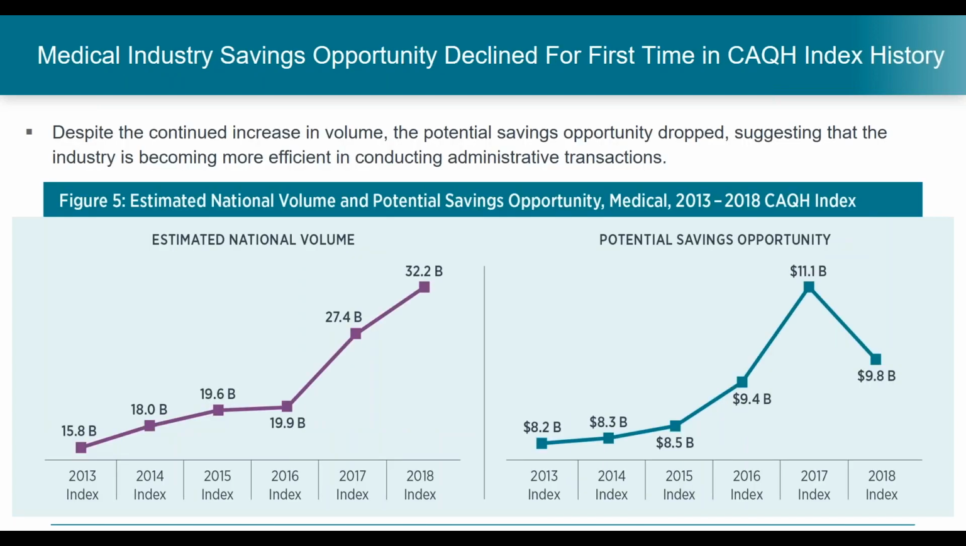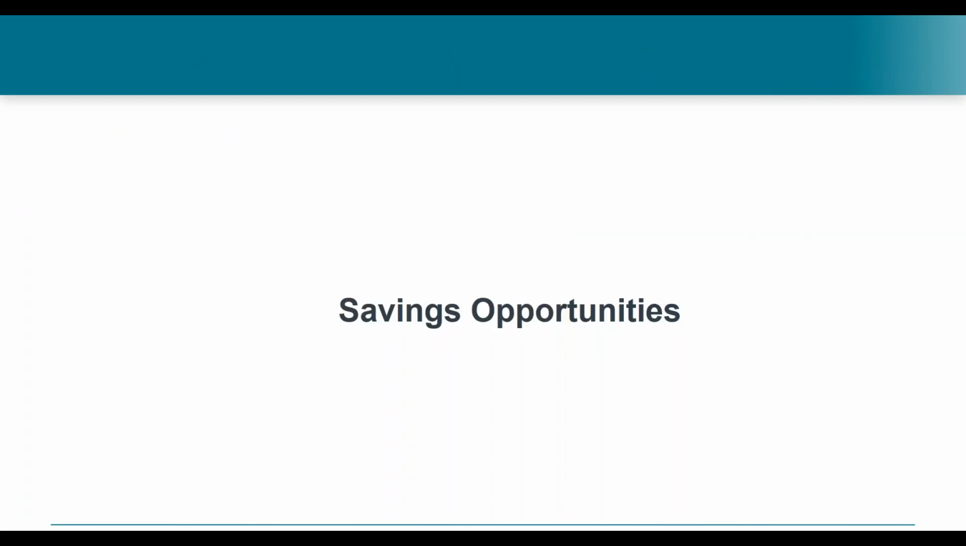Interestingly, we looked at volume and savings opportunities over time. In the past, we've seen that as volume increased, so did the potential savings opportunity. But this is not the case this year. This year, we saw an 18% increase in volume, while we saw a 12% decrease in potential savings opportunities. And as April alluded to, this is due to the fact that the industry seems to be becoming more efficient as time goes on in regards to completing transactions. Now we're going to dig a bit deeper into the savings opportunity.